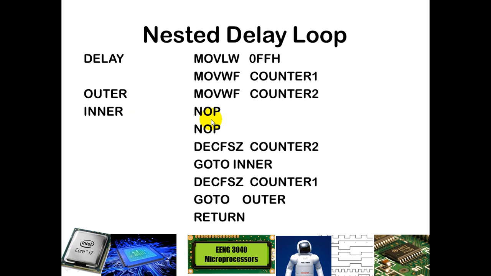We're going to go back to inner and keep hitting NoOp, decrement until our counter gets all the way to 0, at which point you will skip down to here and you will decrement counter 1, and then you will skip, if that got to 0, back to return, and the subroutine would be over. If this doesn't get all the way to 0, then you can go back and do a goto outer, and that will reload your counter 2 value. And so you'll just keep going and doing this until both of your counters run down to 0.